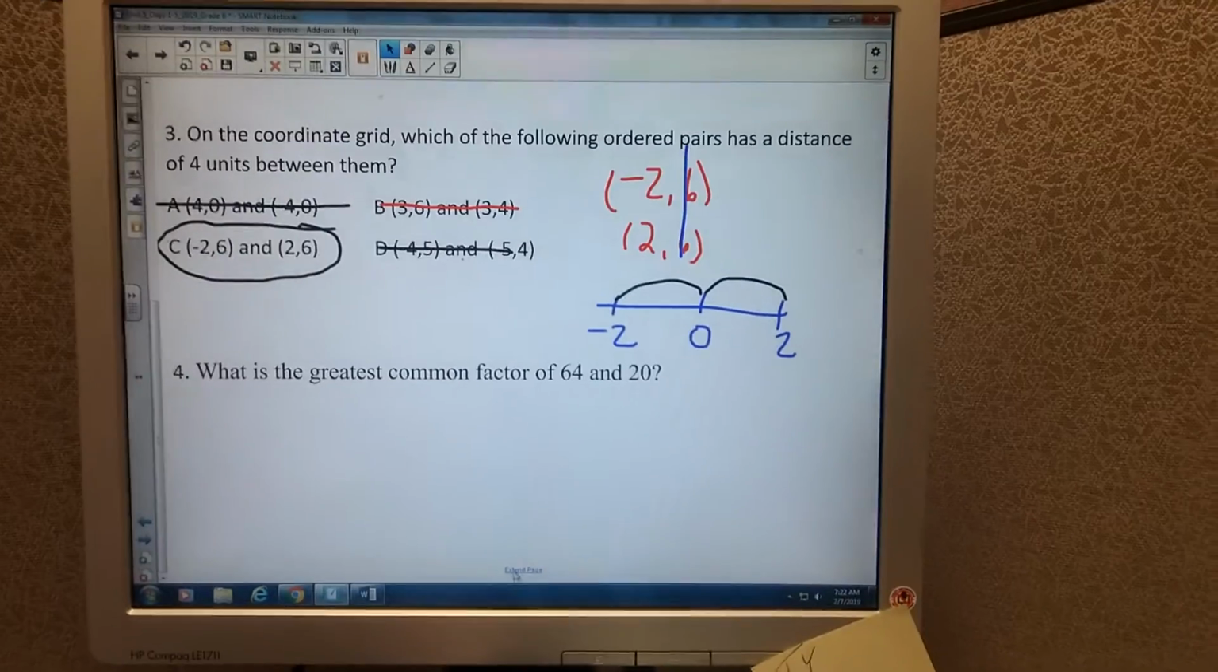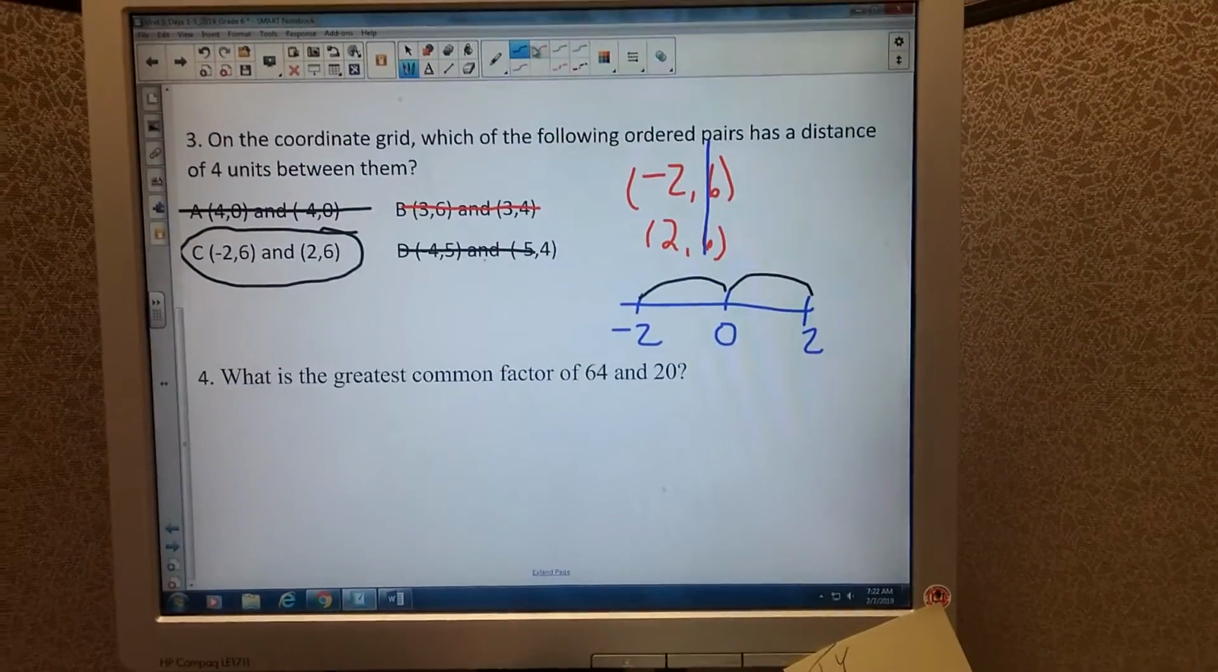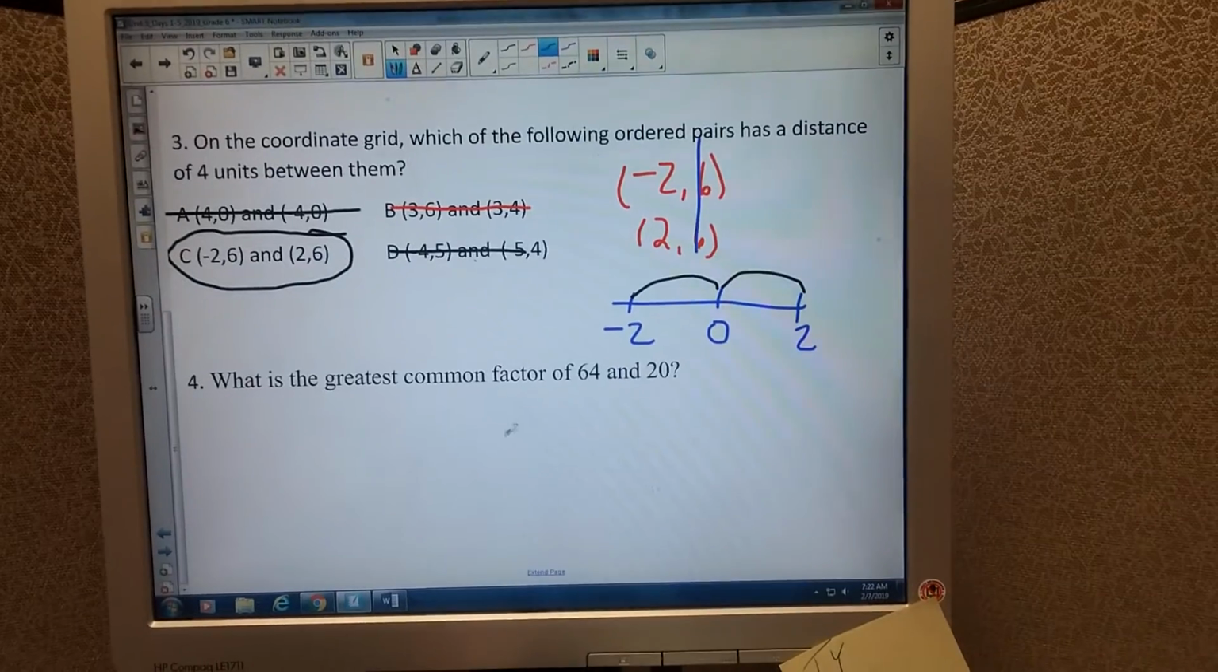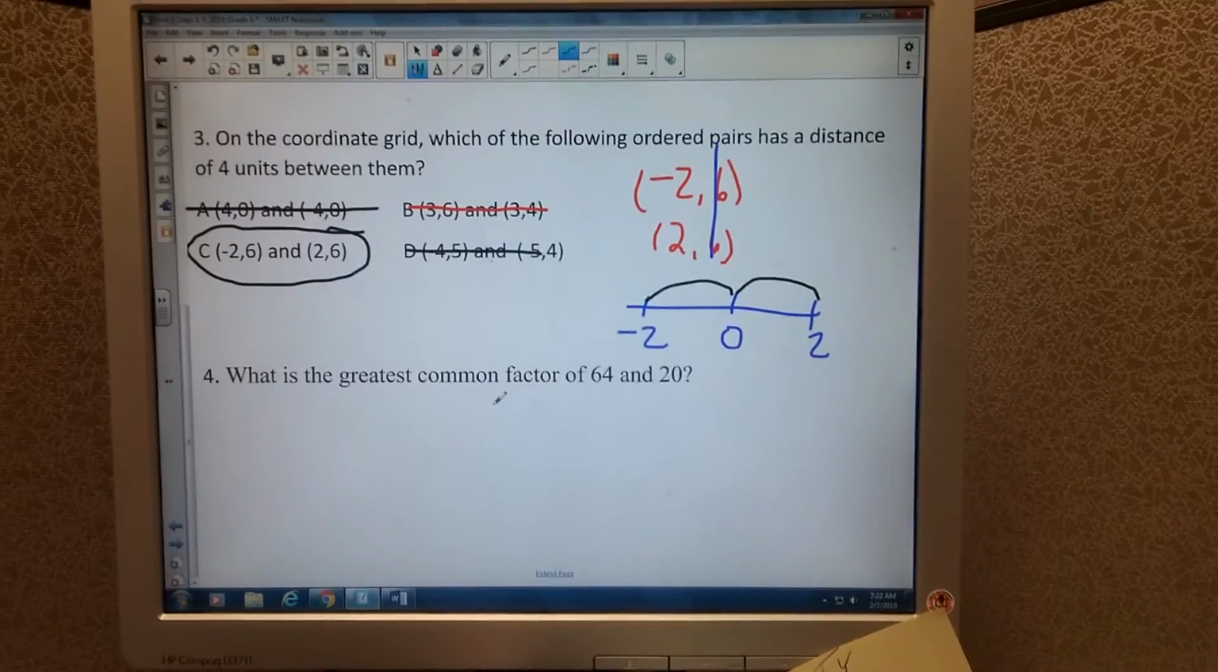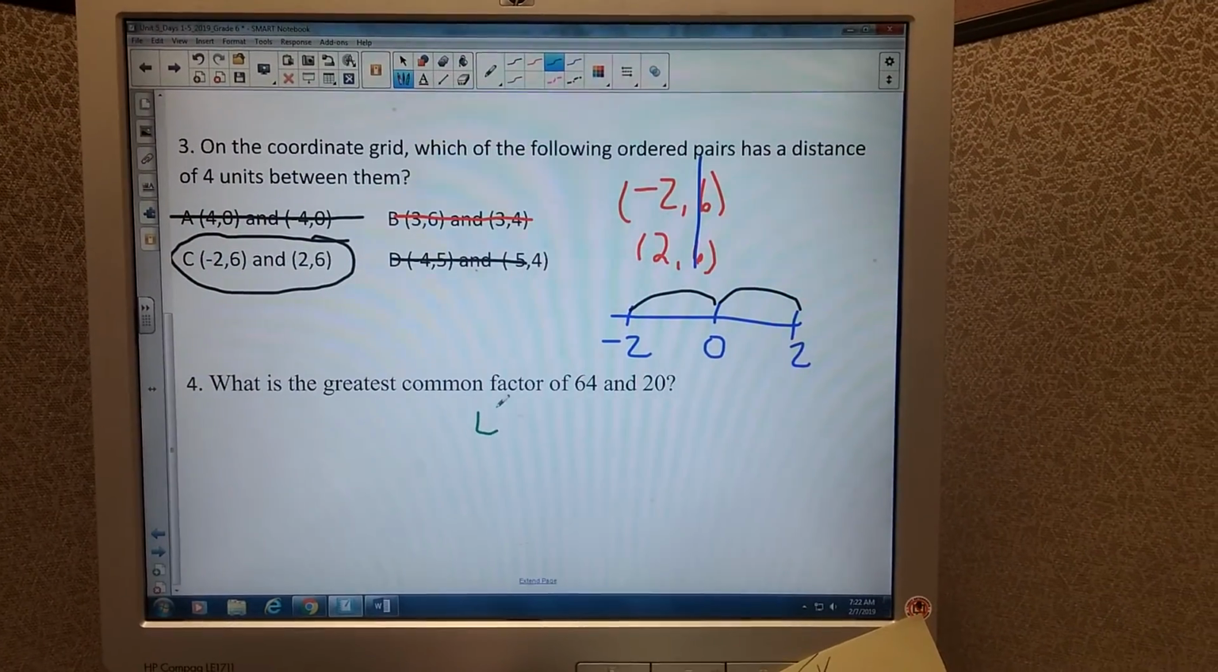Number 4, the greatest common factor of 64 and 20. I'm not going to waste my time going over this. We've talked about this before. This is really just a test of laziness. Are you going to use your calculator to help you figure out the common factor?